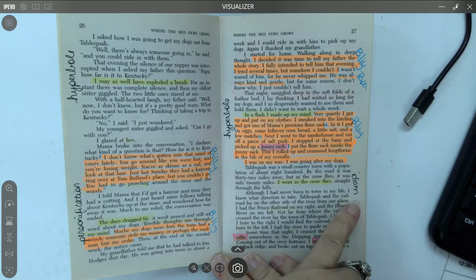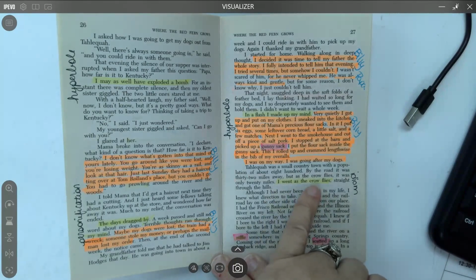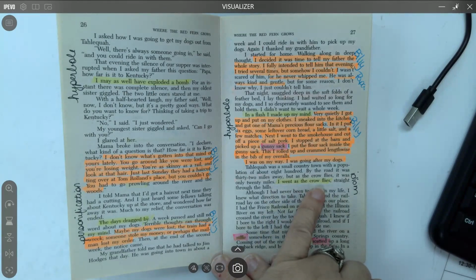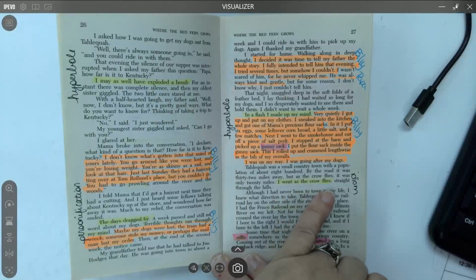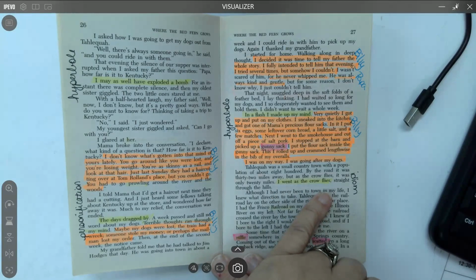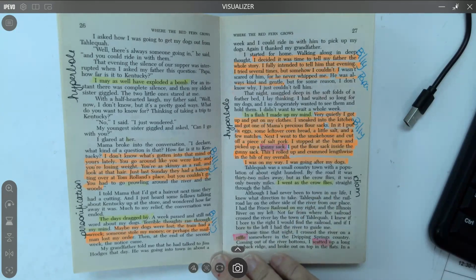An idiom, if you remember, is one of those types of language where we know what it means, even though that's not what the words say. It says, "I went as the crow flies." We know that means that he's going straight there, that he's not going to follow the roads to get there. He's just going to take a trail and go straight where he's trying to get.